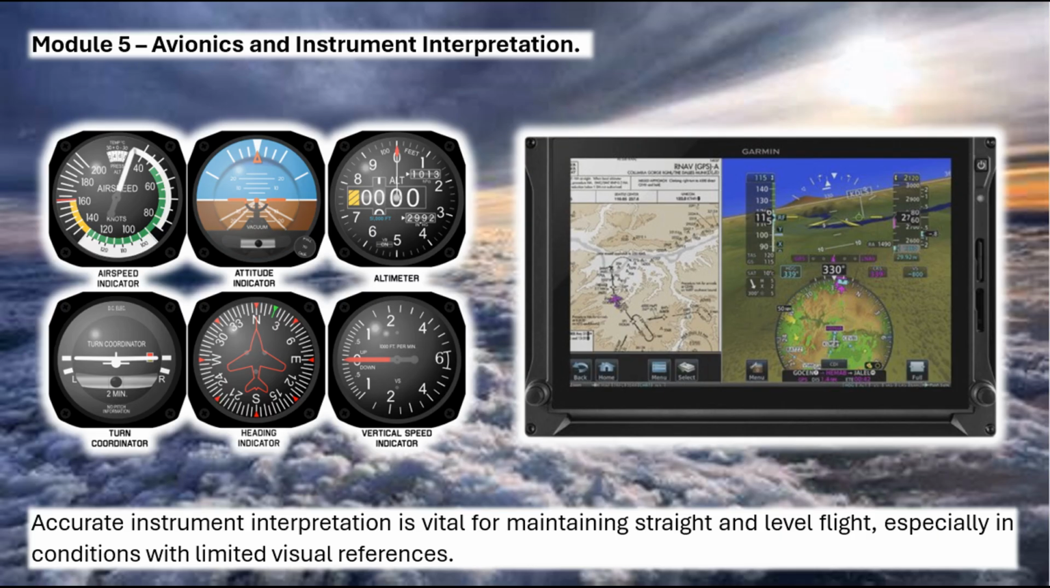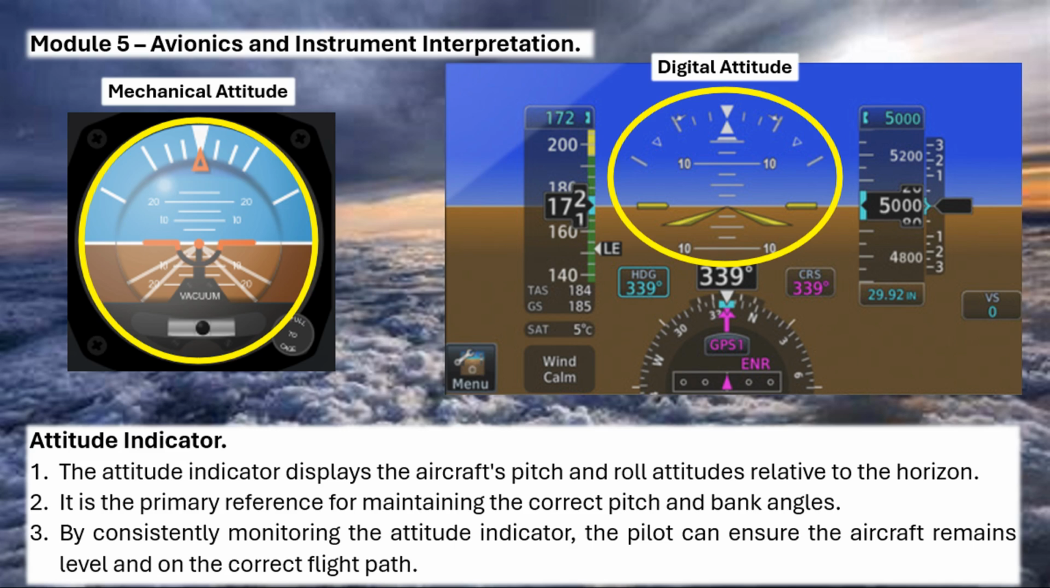Avionics and instrument interpretation. Accurate instrument interpretation is vital for maintaining straight and level flight, especially in conditions with limited visual references. Attitude indicator. 1. The attitude indicator displays the aircraft's pitch and roll attitudes relative to the horizon. 2. It is the primary reference for maintaining the correct pitch and bank angles. 3. By consistently monitoring the attitude indicator, the pilot can ensure the aircraft remains level and on the correct flight path.